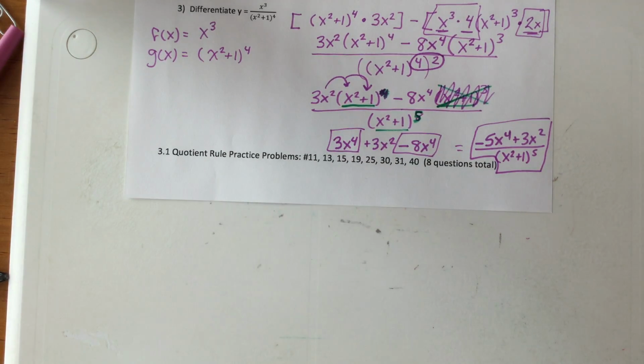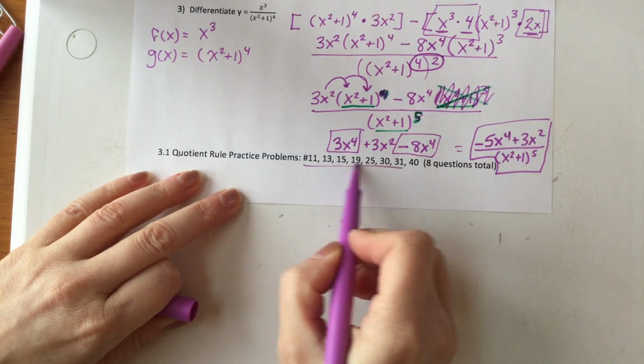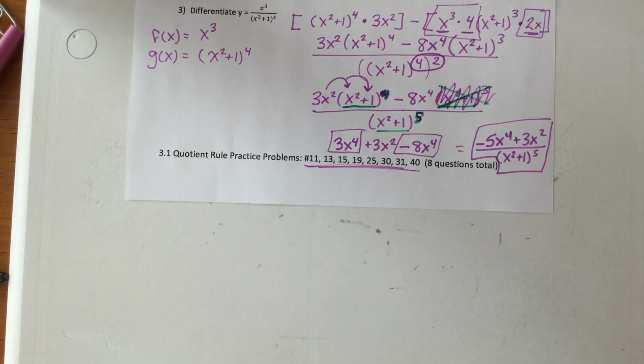Okay, so again, just like with the product rule, the way to get more confident and more comfortable with the quotient rule is to practice. There are 8 questions in the textbook that I feel are very, very helpful and definitely worth your time. So go ahead and try some of these. When we have our Zoom call, I will go through some of those with you just to make sure that everything is making sense.